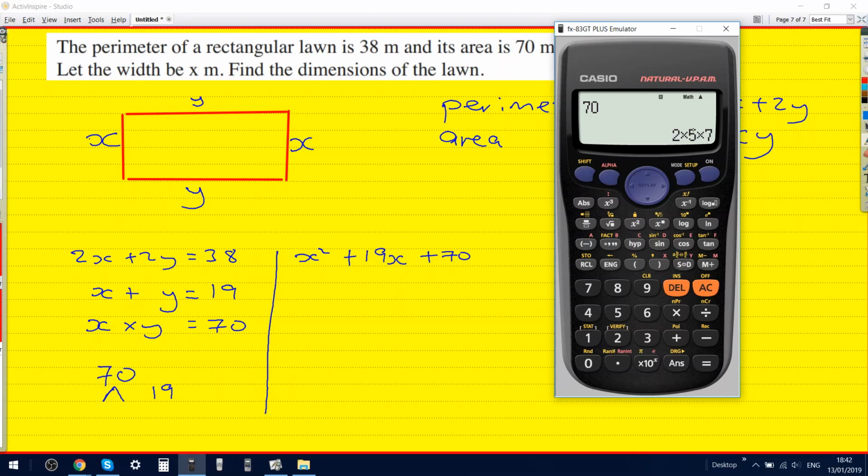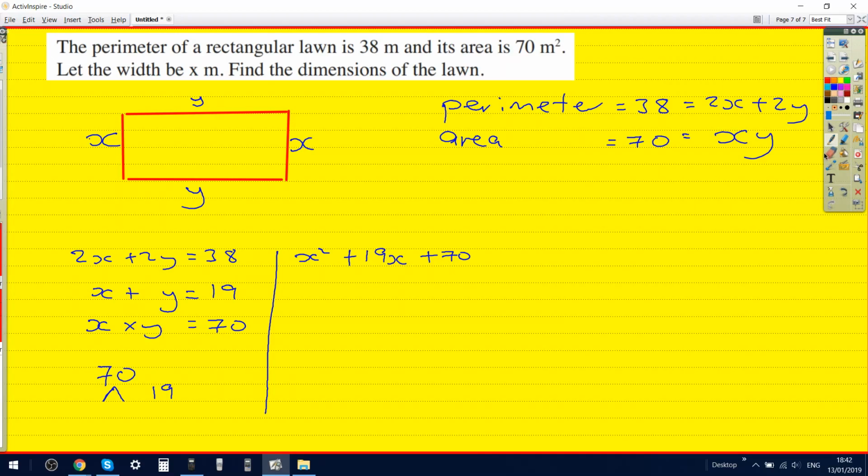Okay. So we have to write down x squared plus 19x plus 70. So, maybe it won't factorize. That's the thing. Okay, we'll do this the simultaneous equations way. Okay. So x plus y is 19, x times y is 70.